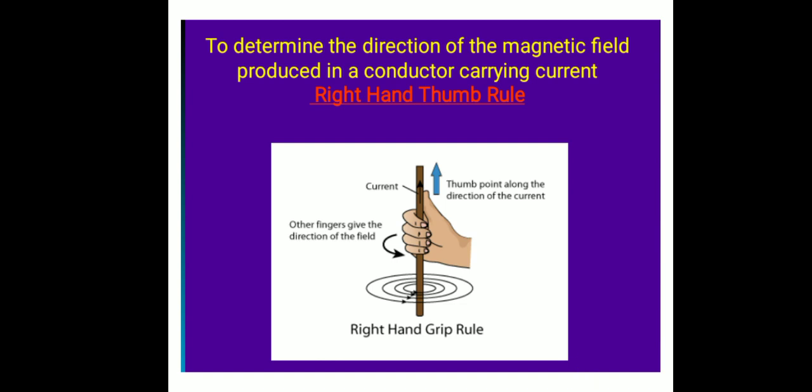Now imagine holding the straight conductor in your right hand such that the thumb points in the direction of the current, and the direction of the curling of the fingers of the right hand gives you the direction of the magnetic field lines. So when you hold the conductor in such a way that the thumb gives the direction of the current, the curled fingers give the direction of the magnetic field lines.